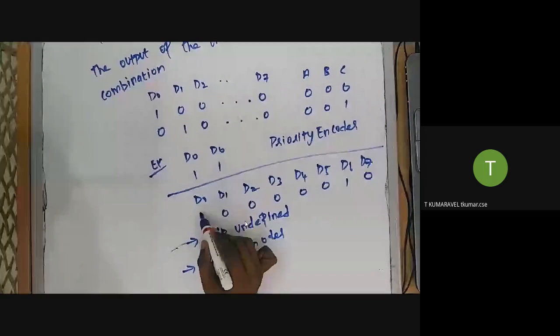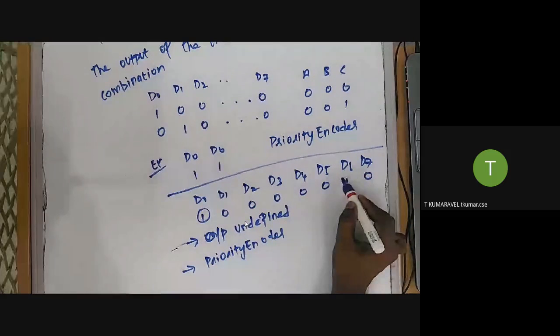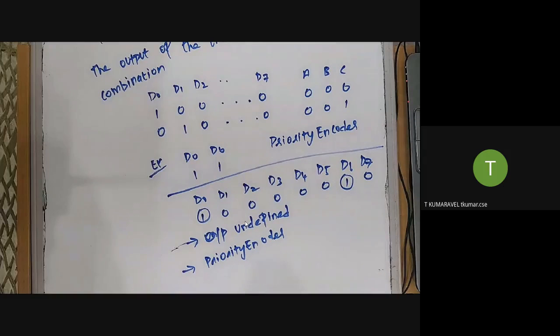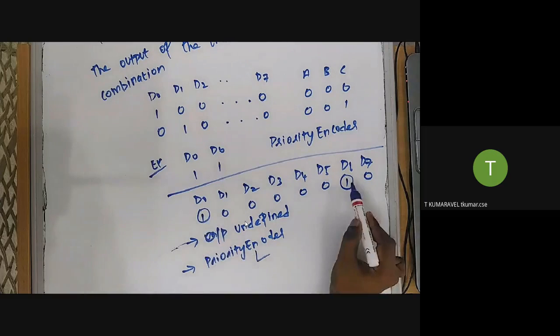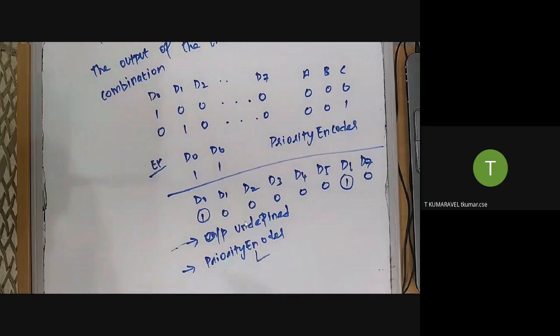Suppose D0 bit value equals 1 and D6 bit value equals 1. While predicting the output, which case am I going to consider? The priority encoder is trying to say that you consider the bit with the highest priority for output generation. What is the meaning of a priority encoder? For example, here D0 value equals 1 and D6 value equals 1. If that is the case, we are unable to predict the output; the output is undefined. To resolve this problem, we go for the priority encoder.